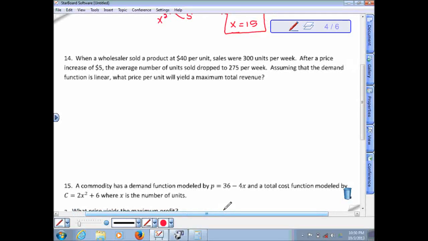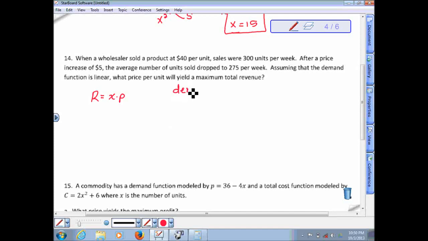Okay, 14 is going to take a lot of work. It's asking what price per unit will yield the maximum revenue. The problem is they didn't give us a price function or a revenue function in here. The revenue is equal to x, the number of units sold, times the price that they were sold for. Now, this price function I'm talking about here is the demand function. This is what we talked about on Tuesday, October the 1st.